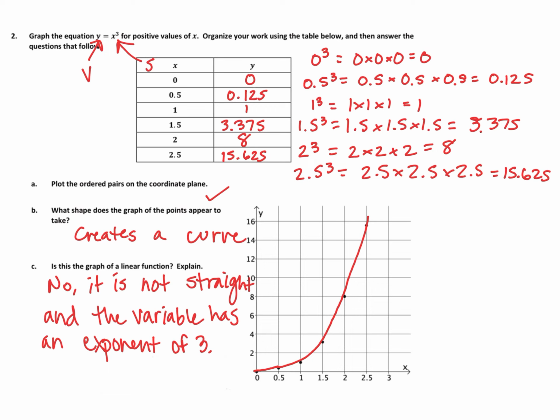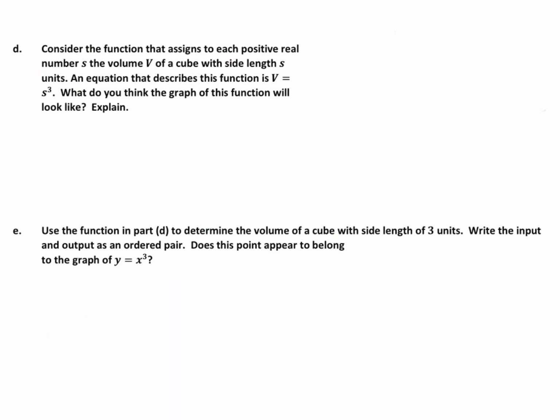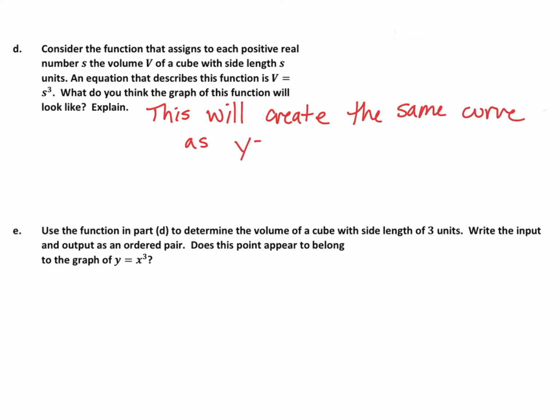The x value is replaced with s for side length, y is replaced with v for volume, but it's going to be the same inputs and outputs. So this will create a curve. They've just changed out the letters.